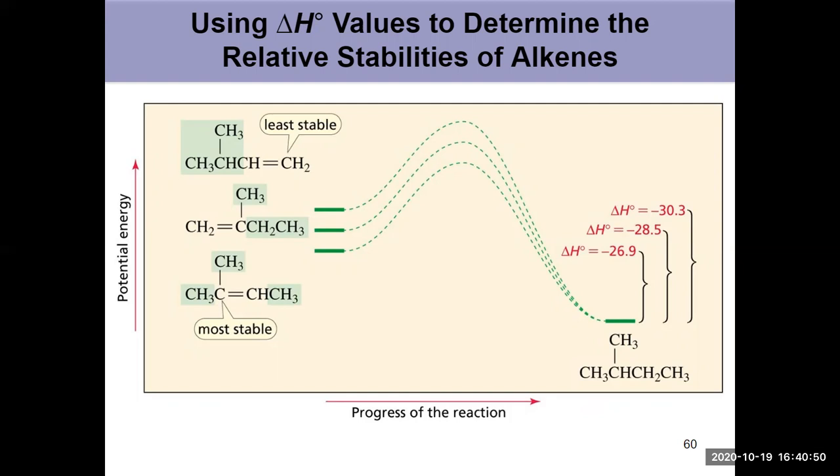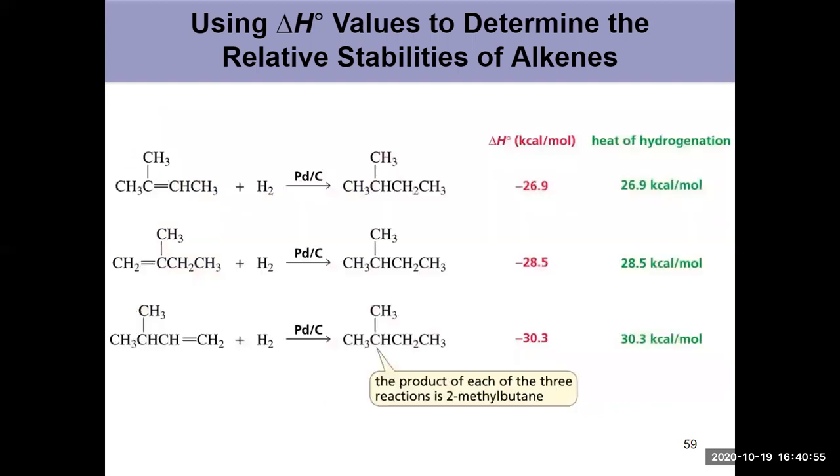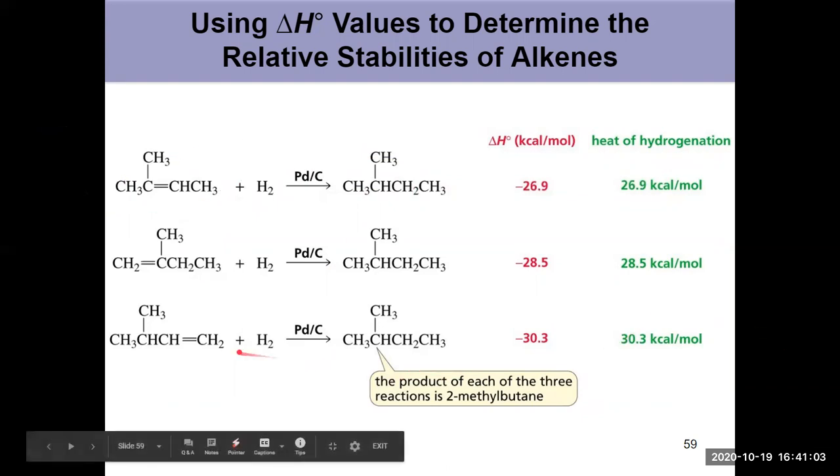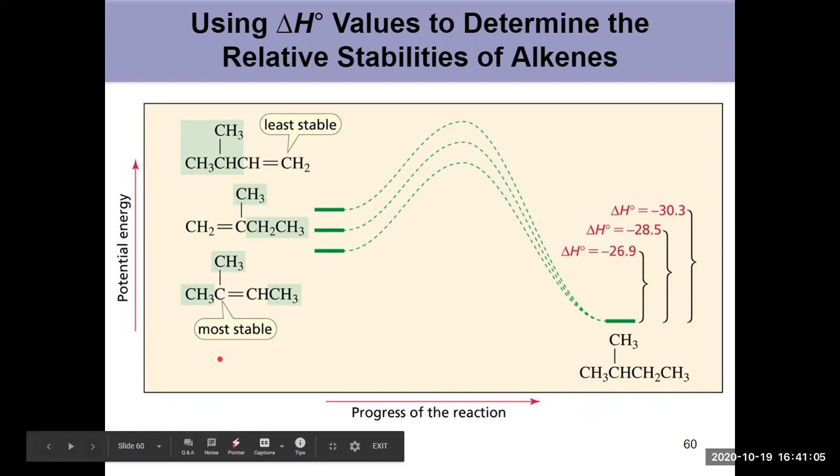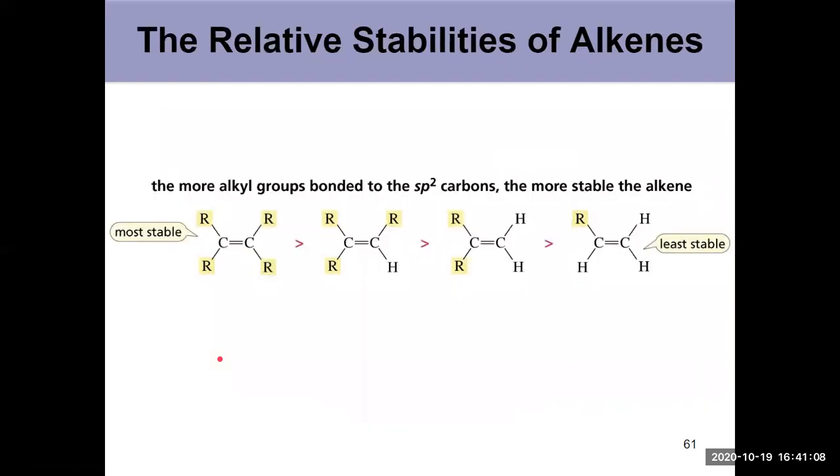Conversely, the most stable alkene has the smallest heat of hydrogenation. And so jumping back a slide here, smallest heat of hydrogenation, 26.9, is the most stable. Highest, 30.3, is the least stable alkene. So if you repeat these experiments, what you see time and again is that the more alkyl groups bonded to the vinylic carbons, those sp2 carbons that are involved in the pi bond, the more stable the alkene. The more alkyl groups, the more stable it is.